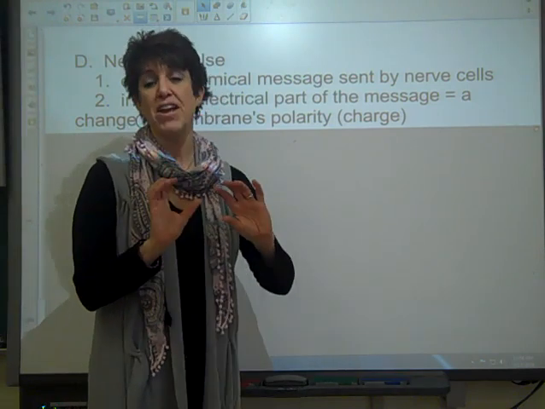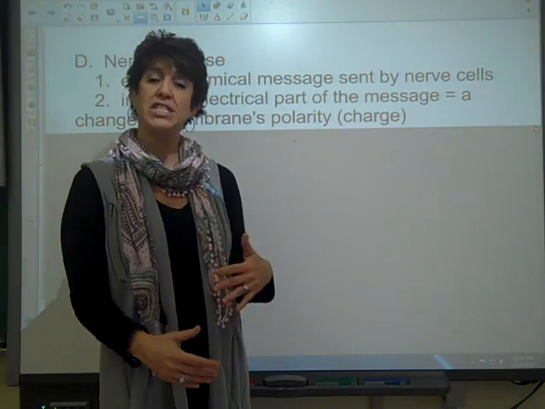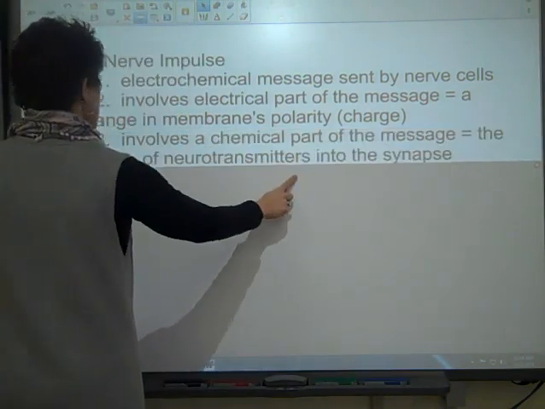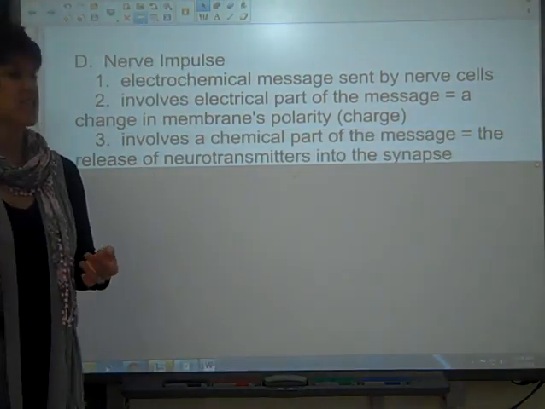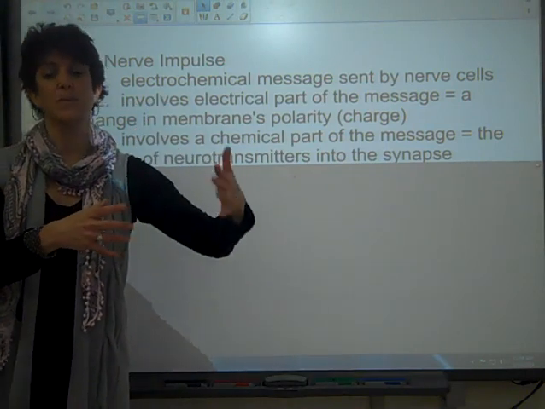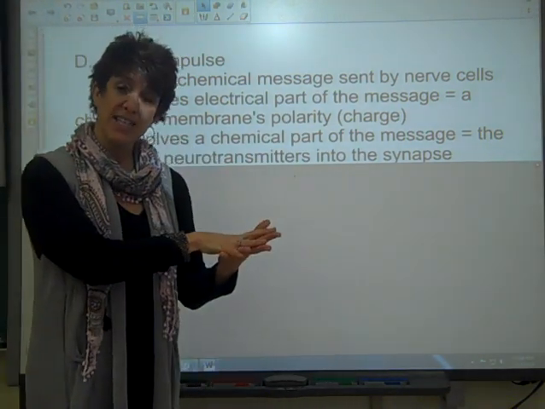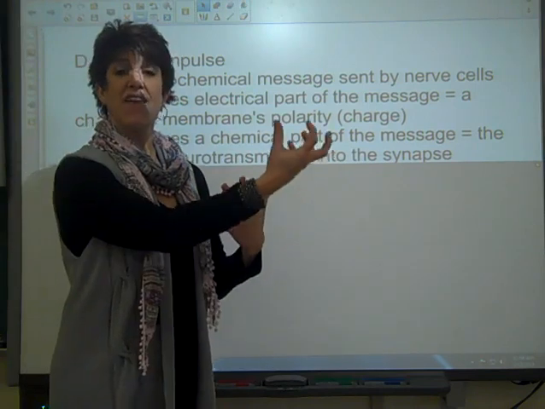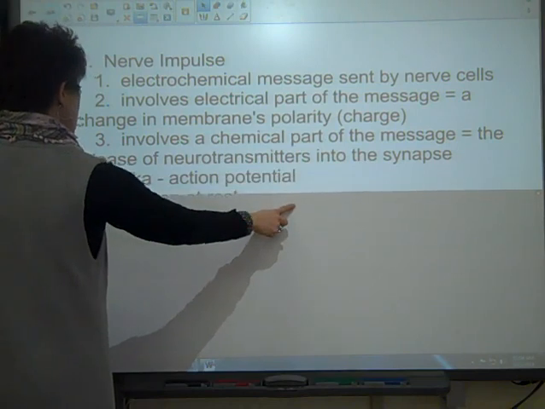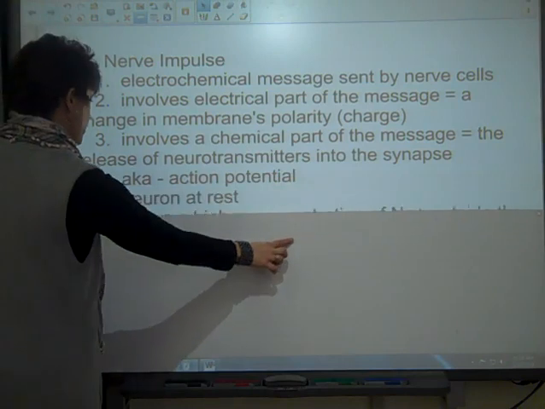Our neurons have a resting membrane potential that is negative. That means there's a difference of charge from the inside of the neuron to the outside of the neuron. It involves a chemical part of the message as well. Remember how there was a space at the end of the neuron? That space, the synapse, a charge can't jump a gap. So chemicals get released into that gap, the synapse, and then they get picked up by the next neuron's dendrites. All right, this whole nerve impulse is going to be called an action potential.